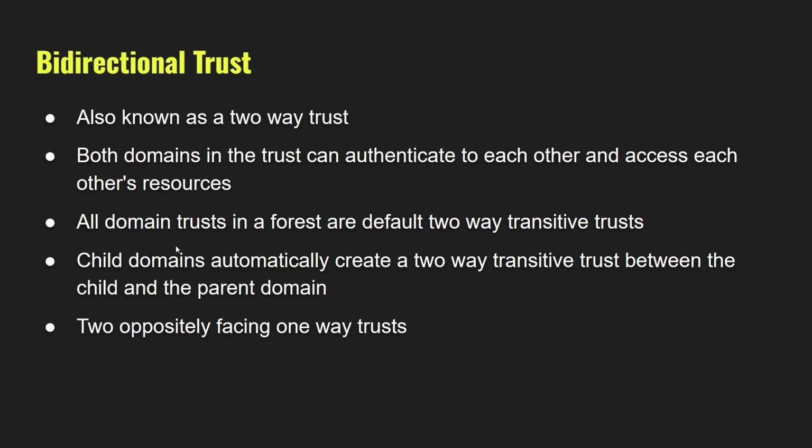All domain trusts in a forest are default two-way transitive trusts. So what that means is if a new domain is created, whether it's tree root or parent-child, by default they're always going to be two-way transitive trusts. They can always talk to each other, and then the trust will extend.